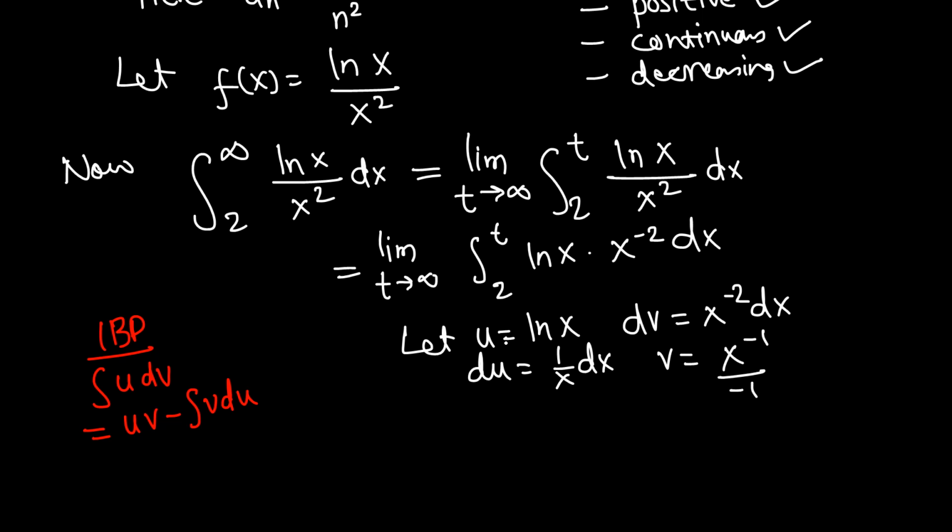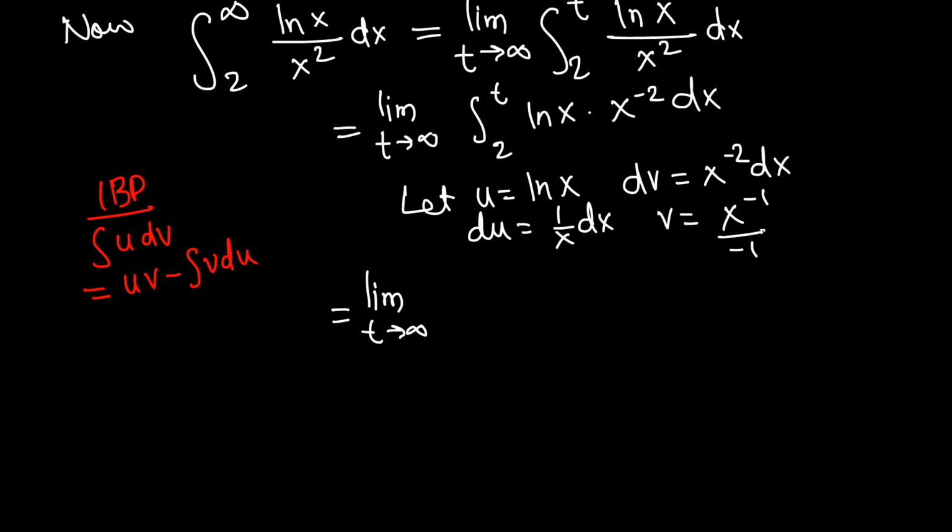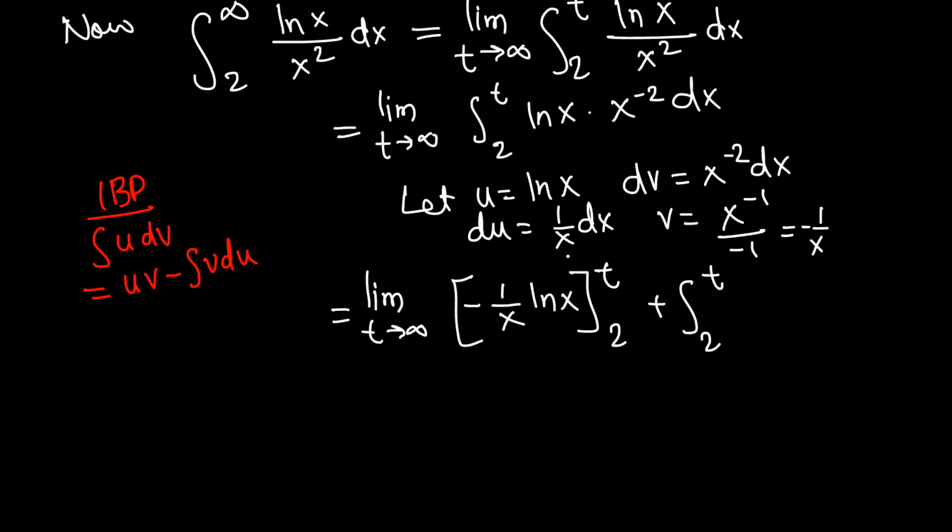Then this becomes the limit as t goes to infinity of u times v, so this is pretty much negative 1 over x natural log of x, evaluated from 2 to t. Then uv minus the integral of v du, which is negative, so it becomes positive: the integral from 2 to t of 1 over x times 1 over x, 1 over x squared, which is the same as x to the negative 2 dx.